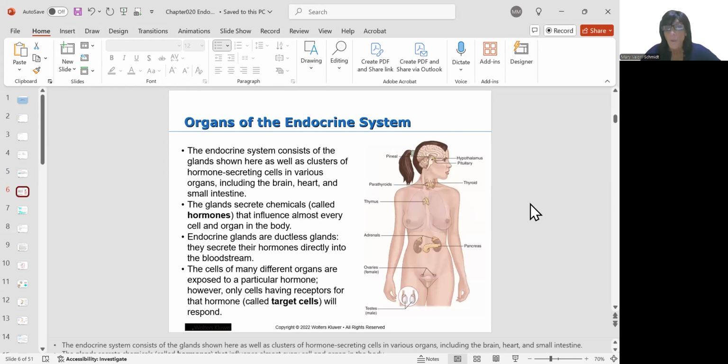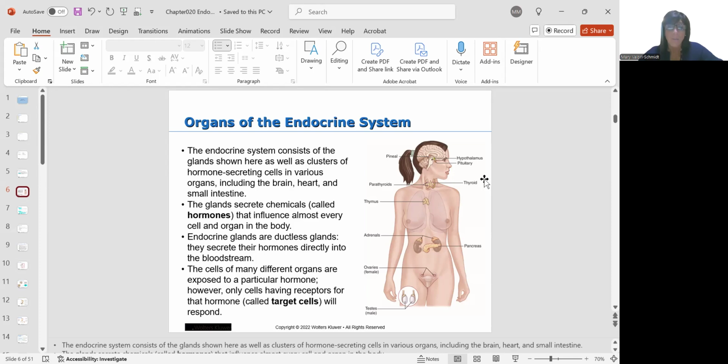So, organs of the endocrine system. Really, the primary organs of the endocrine system are in the brain. It's the pituitary, which is the anterior and posterior pituitary, the hypothalamus, and the pineal gland. You also have your thyroid gland, which, by the way, and you should know this, is the only endocrine gland that you can actually palpate. It's right here in your throat.